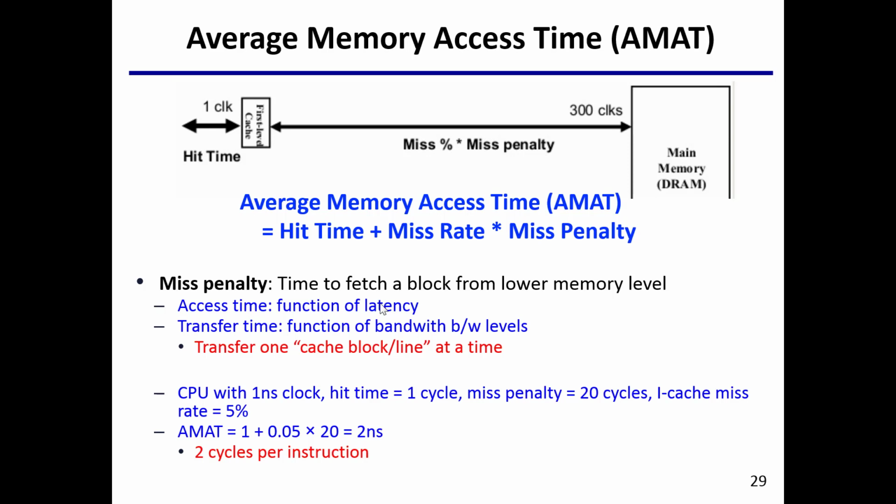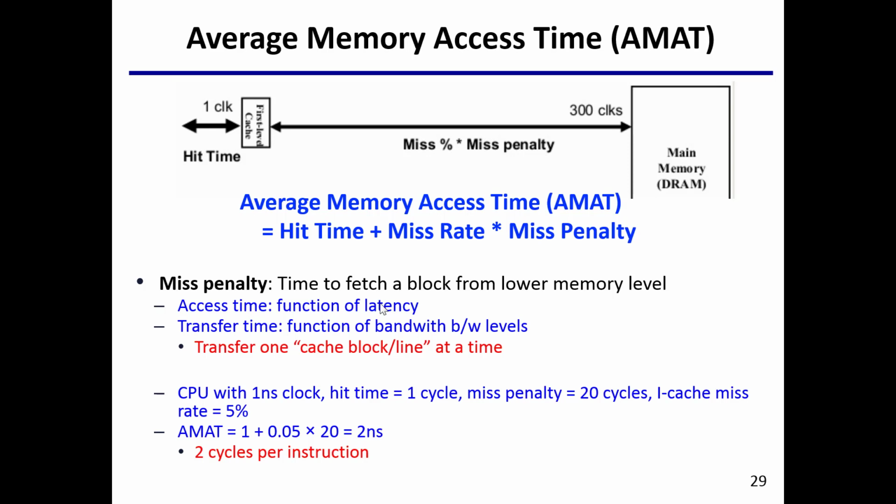The average memory access time is the hit time, which you always pay regardless. Whether you get a hit or miss, you're always going to pay for the hit time. That's the baseline access time of the cache. But then you have to add to that the miss rate times the miss penalty, right? So generally speaking, this is kind of like a weighted average.